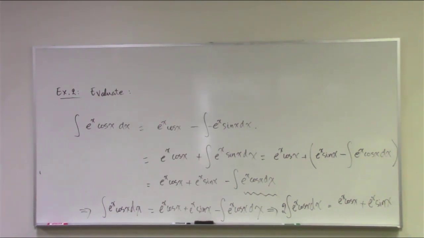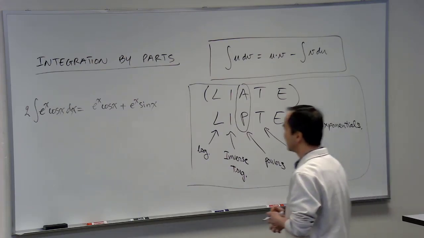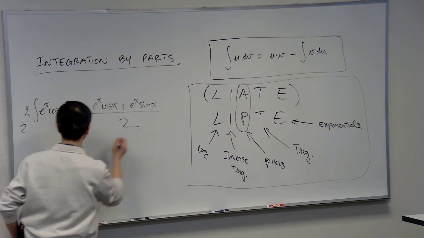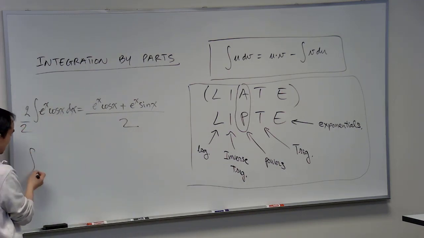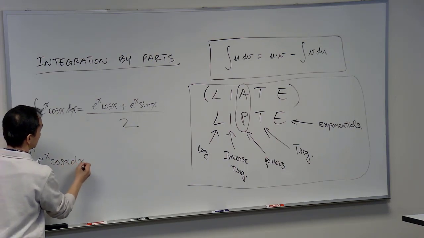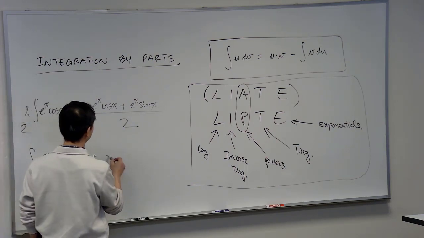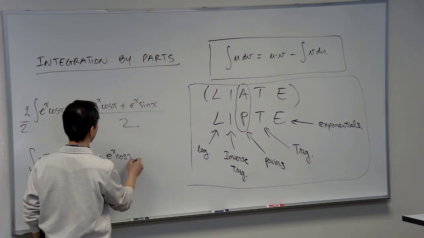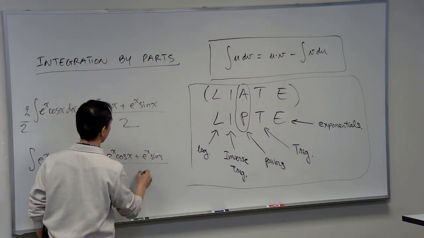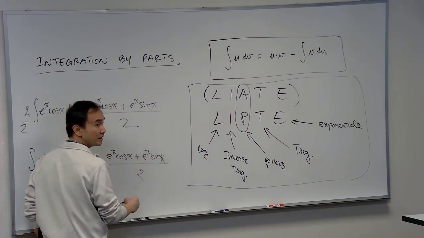Okay. And so what do we do next? We're just going to simply divide both sides by 2 right here. Look at what I brought for myself. The integral of e to the x times cosine of x dx will equal to what? E to the x cosine of x plus e to the x sine of x, all over 2. We're done.